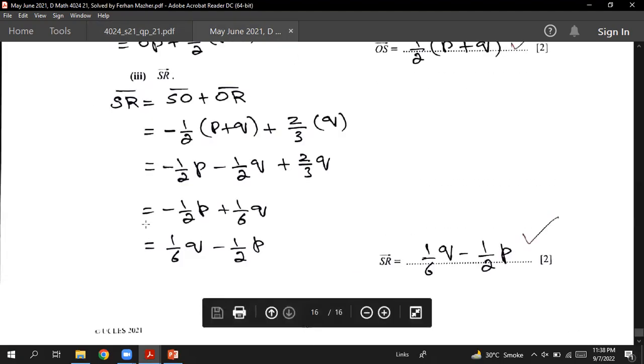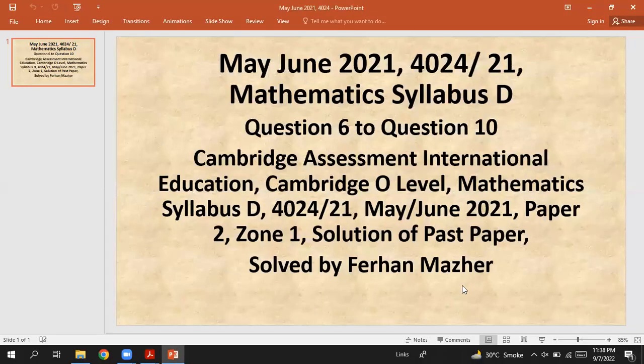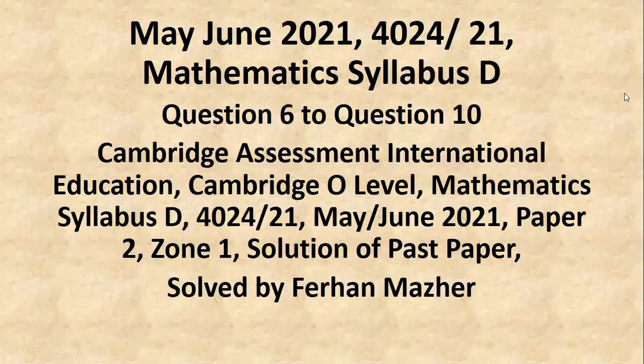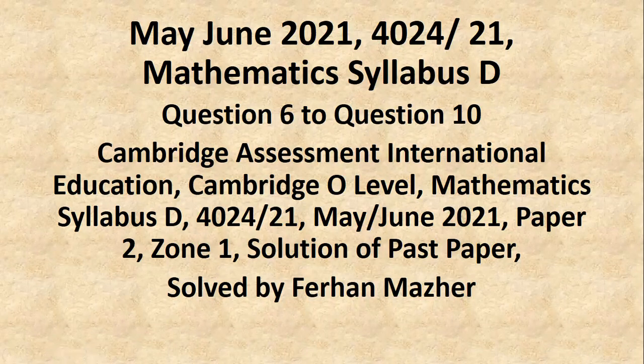So, my dear students, with this question, we have reached the end of this paper. Thank you very much for your patience and for watching this video. This was the second video on this paper, May June 2021 402421 paper. This paper 2 belongs to zone 1. In this video, we have done question number 6 to question number 10, and question number 1 to question number 5 I have already done in a video, and I have uploaded that video on my YouTube channel.